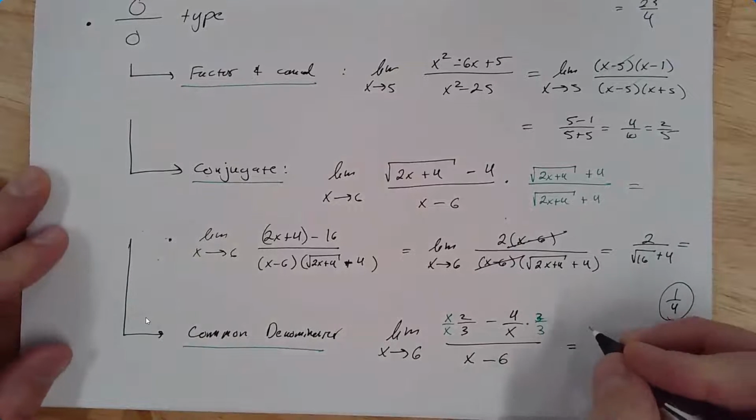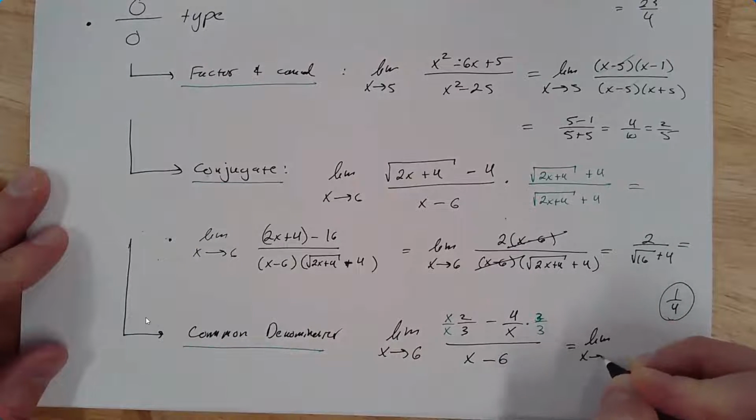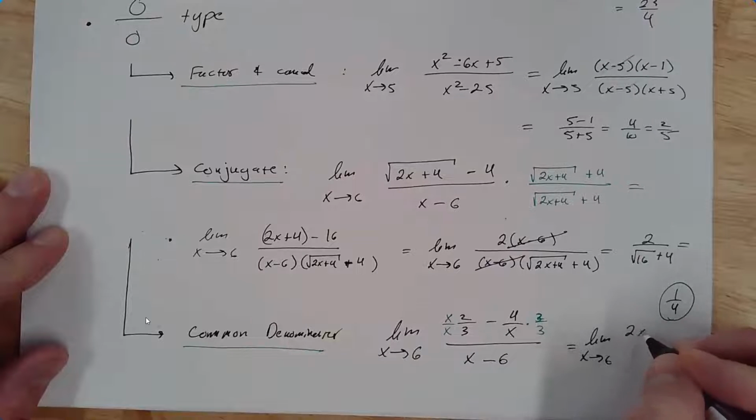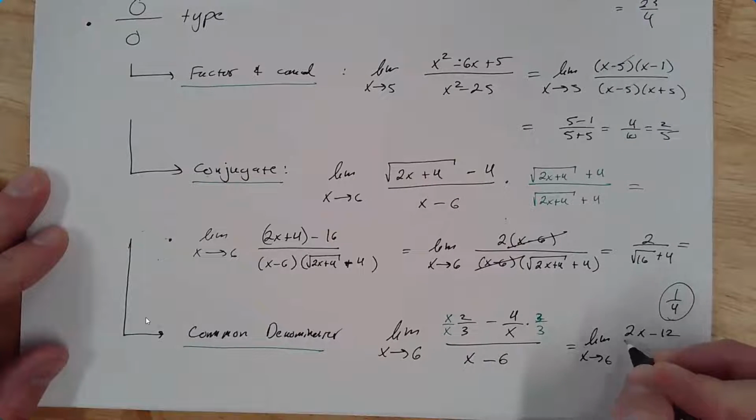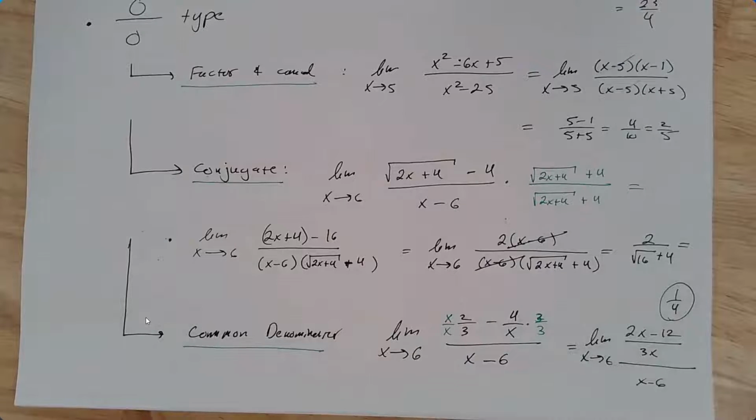Here we're going to get the limit as x approaches 6 of 2x minus 12 over 3x, all over x minus 6. Getting a little messy there.